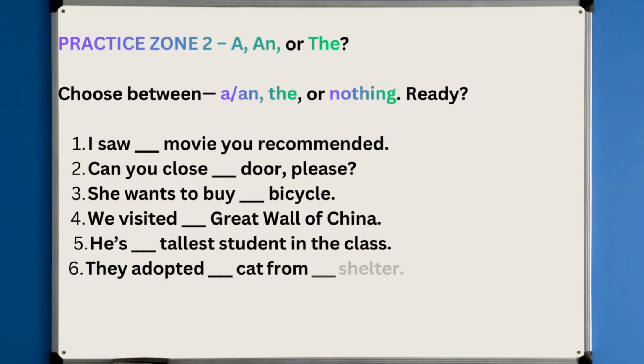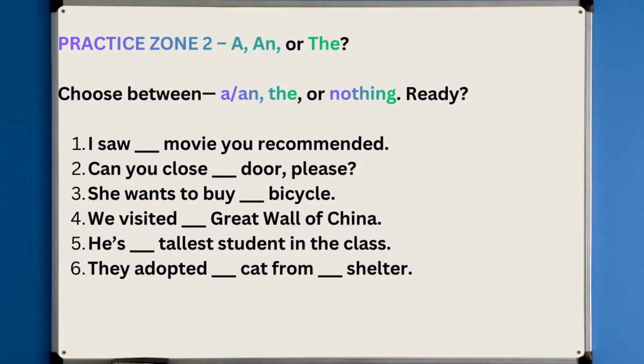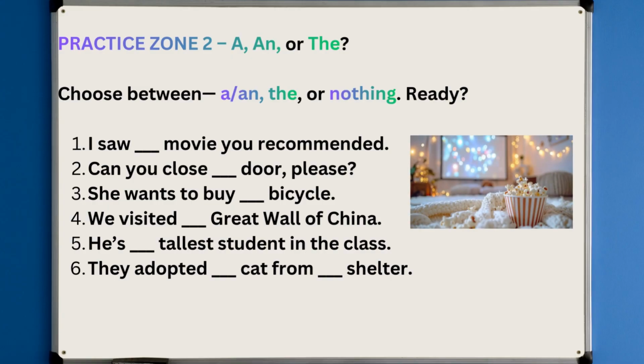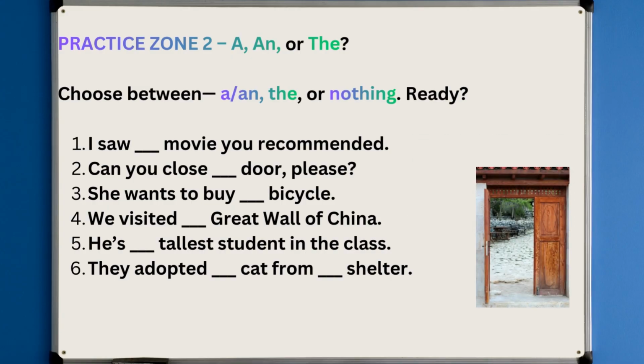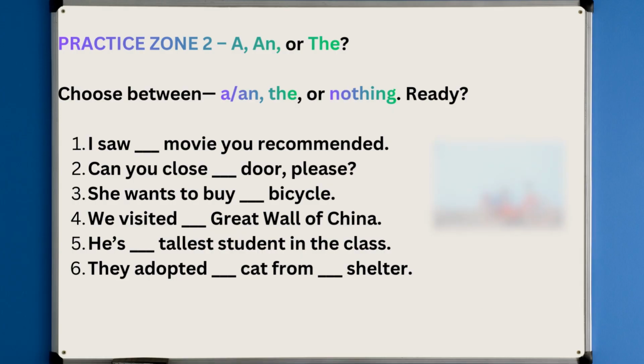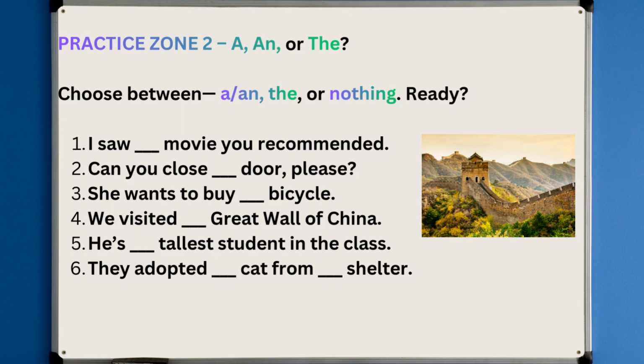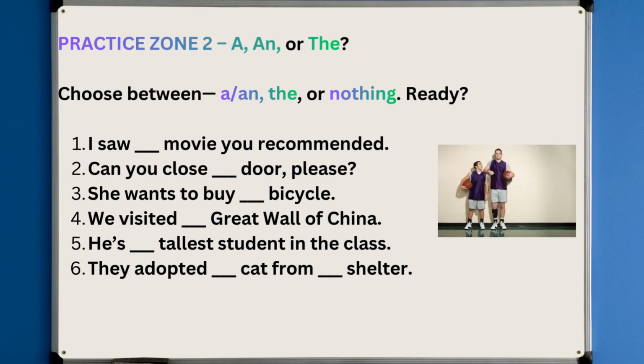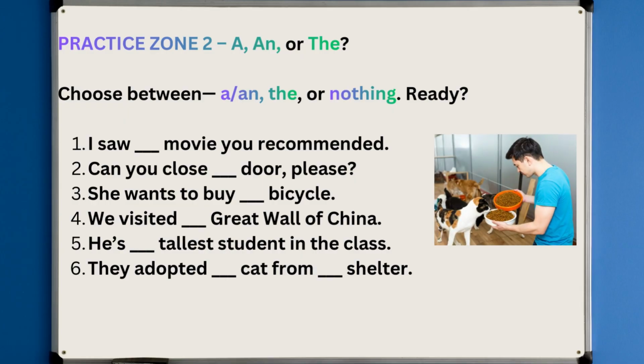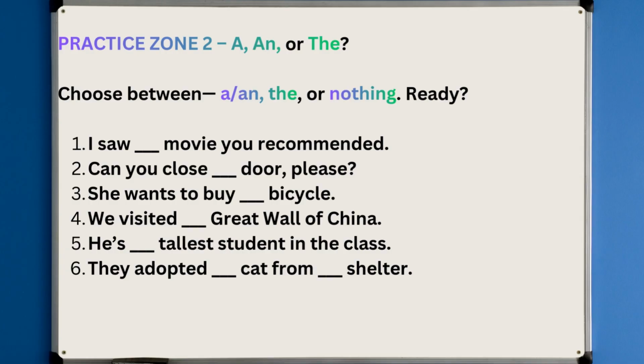Shall we do some practice now? Let's go. Choose between a, an, the, or nothing at all. Ready? I saw movie you recommended. Can you close door, please? She wants to buy bicycle. We visited Great Wall of China. He is tallest student in the class. They adopted cat from shelter. And the answers are revealed in 3, 2, 1.